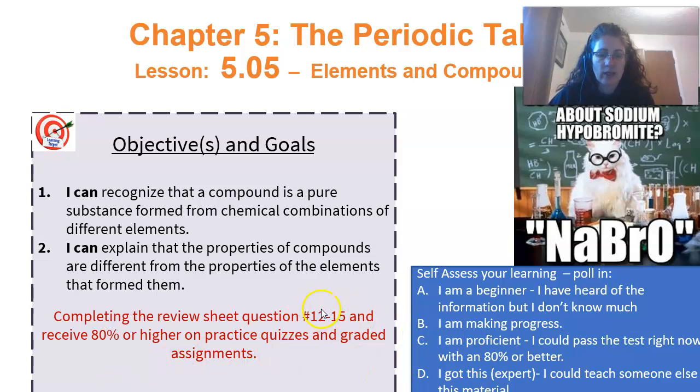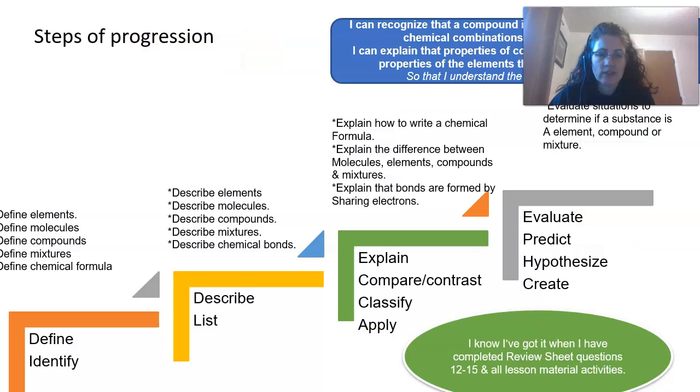So we'll be looking at review sheet questions 12 through 15 on the review sheet. That will be the last of the review sheet questions for chapter 5. There is a discussion quiz that goes along with this to help us practice and make sure we're understanding this idea.